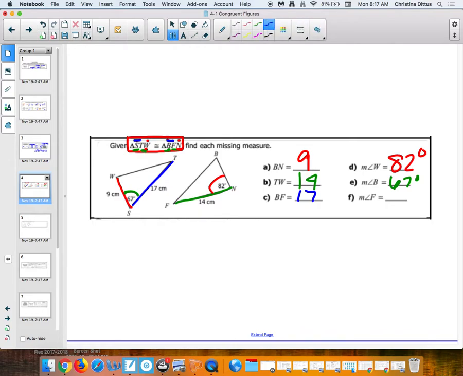Angle F is going to match T, which is blank, so we have to do the math. You add the two numbers together and subtract them from 180. B says 67, so take 180 minus 82 minus 67, and that comes out to 31. So angle F is 31 degrees.